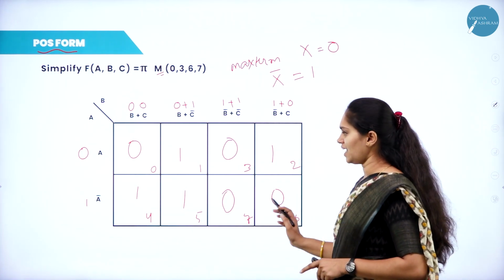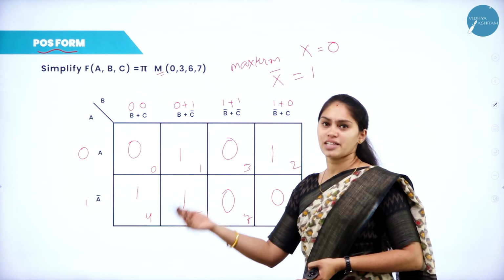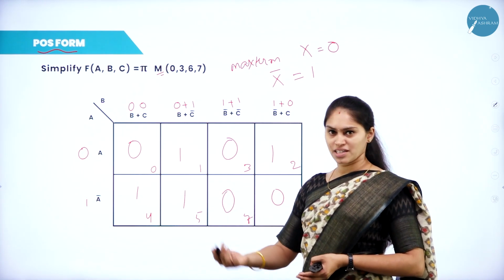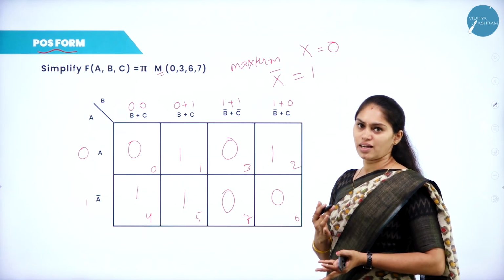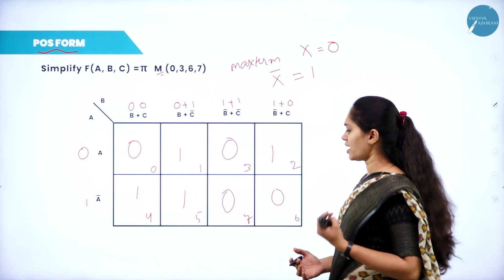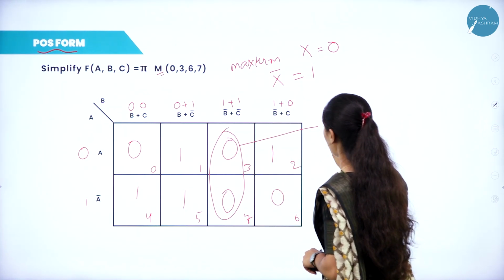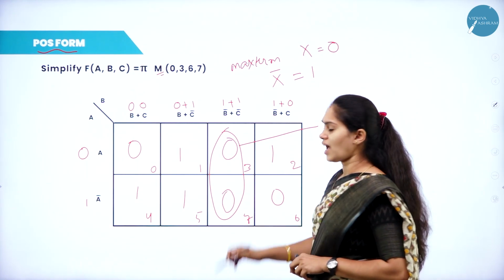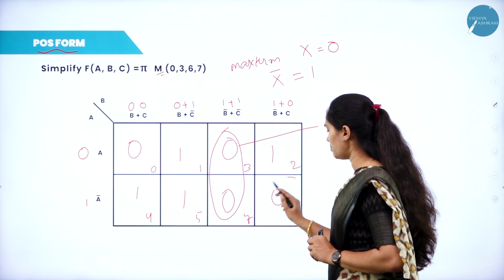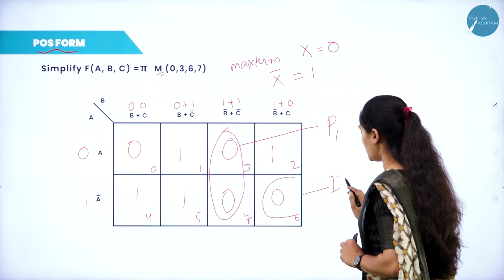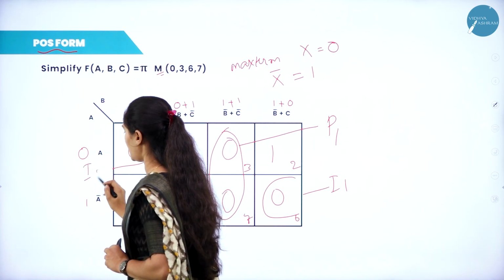So is there any possibility of having an octet here? No, there are no 8 consecutive 0s here and even no 4 consecutive zeros here. So I can't make a quad as well as an octet. So I can group consecutive 0s. So this will be considered as pair 1. Do I have any other pairing here? No. So this 0 will be considered as identical group 1 and another 0 will be considered as identical group 2.